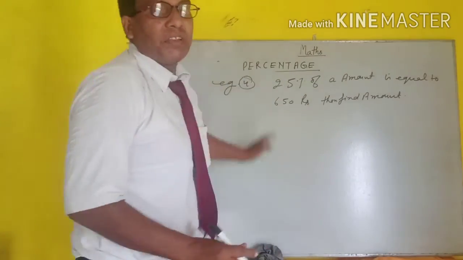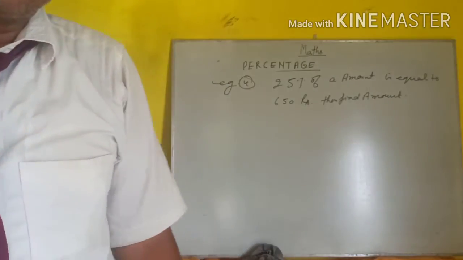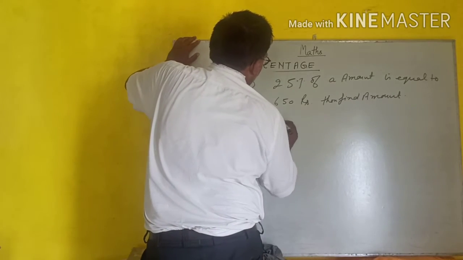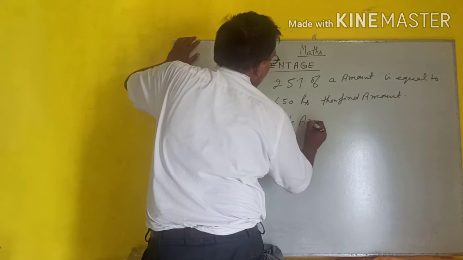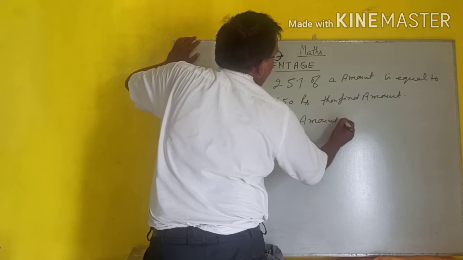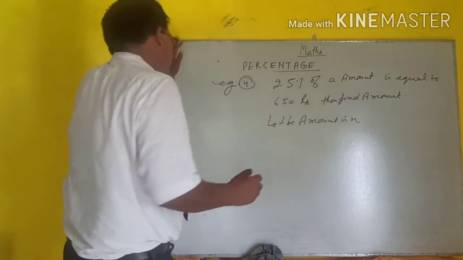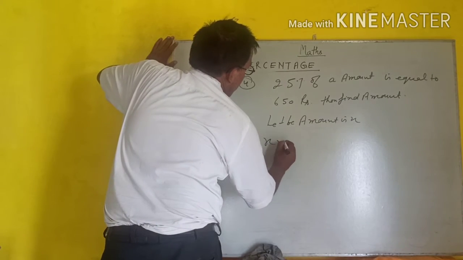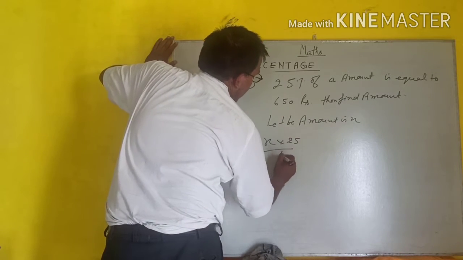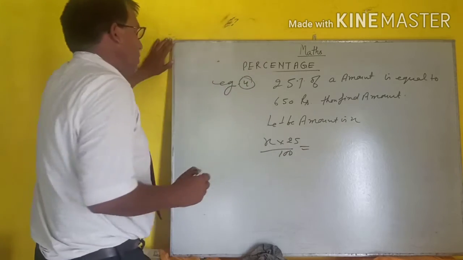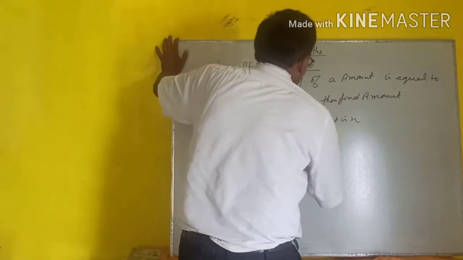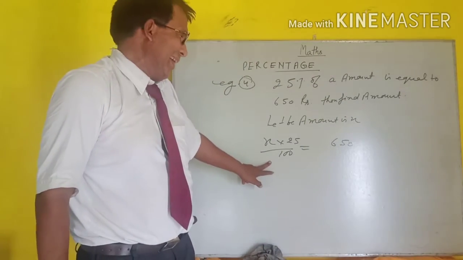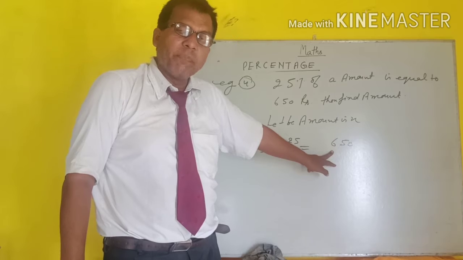Let the amount be x. See here, let the amount be x. x multiply by 25 upon 100 is equal to 650 rupees.